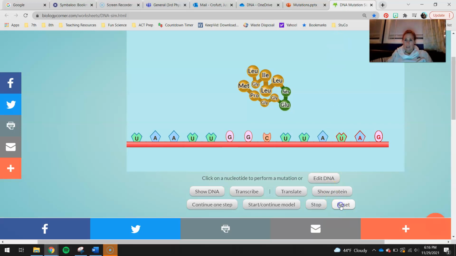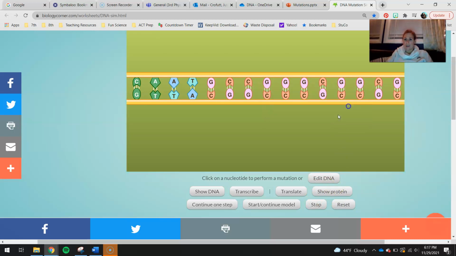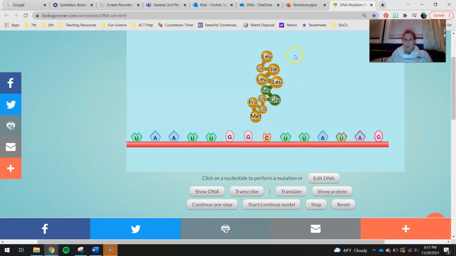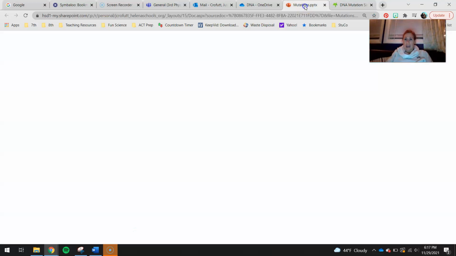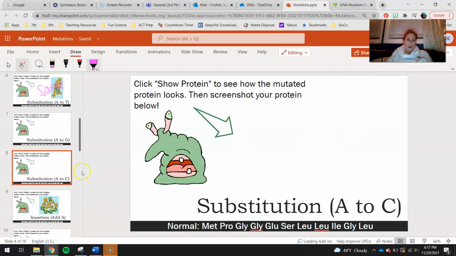So again, you guys will go right to reset. You'll click on that 8th protein, substitution, A to G, and then go show protein and take a screenshot of that. So there's my mutation. There's my show protein. Screenshot that, put it right here, highlight any changes you see. Slide 8, you're also going to do a substitution, but you're going to change the A to a C. Okay, again, highlight anywhere there might be different. If there's no differences, write same.